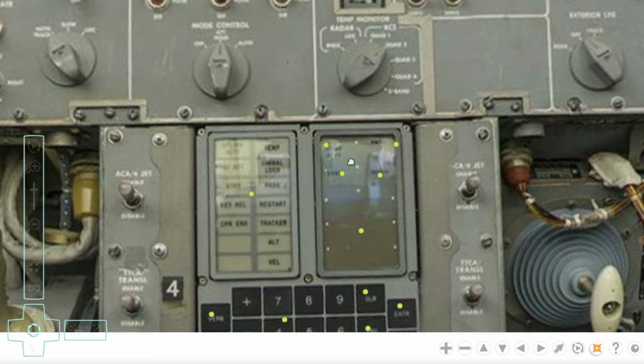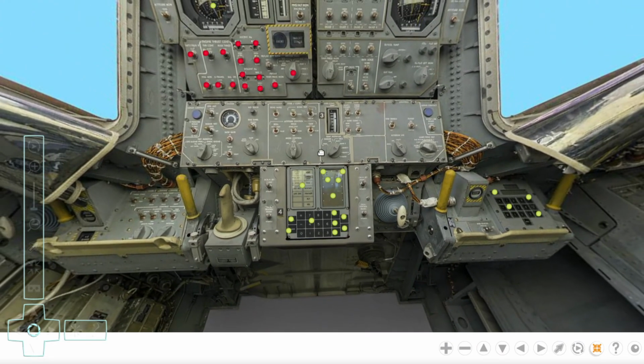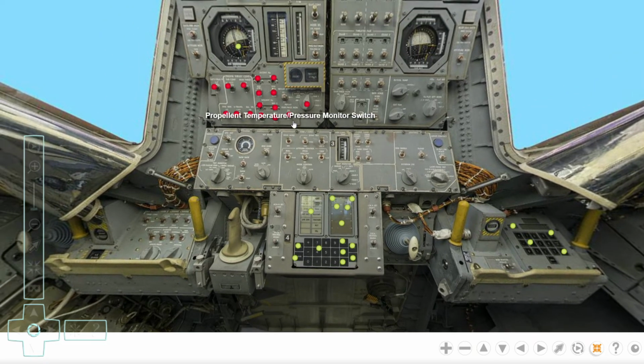The other thing I wanted to talk about was I have the green dots, which are like the normal ones, and then I have the red dots, which are much simpler.